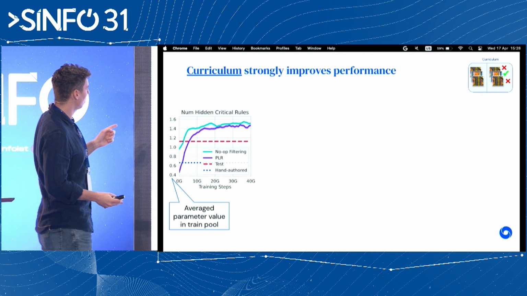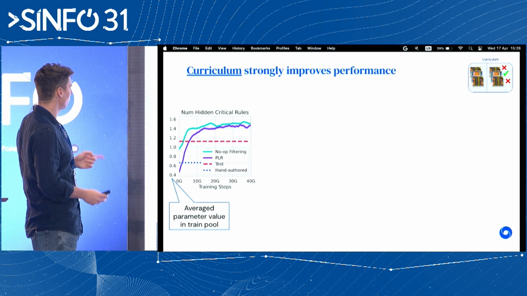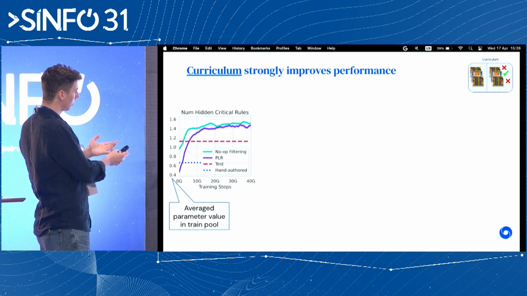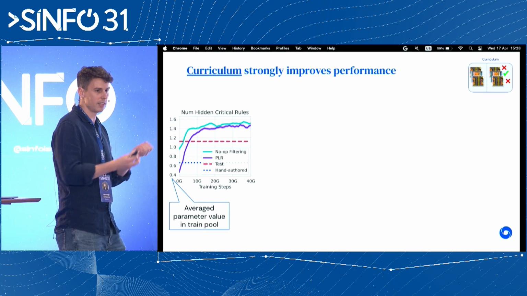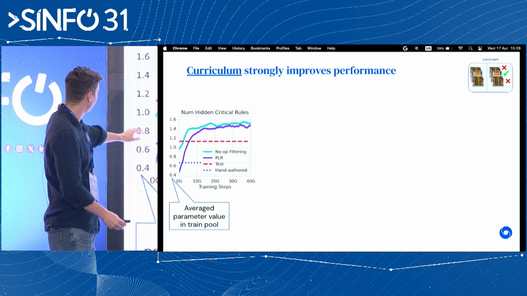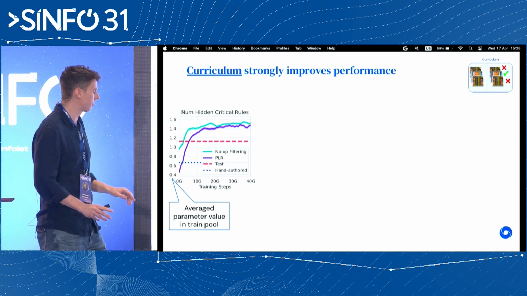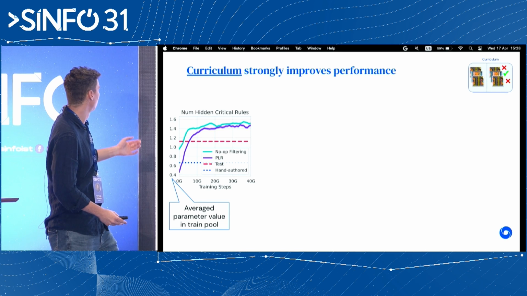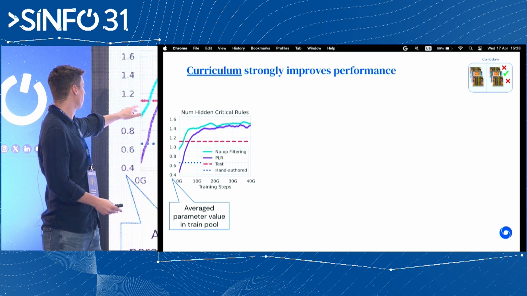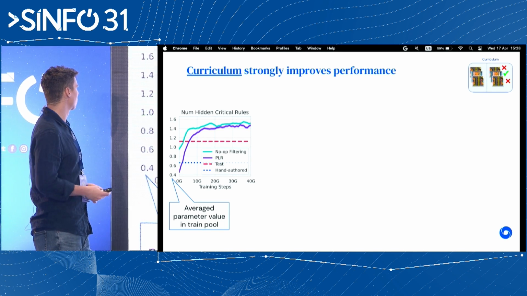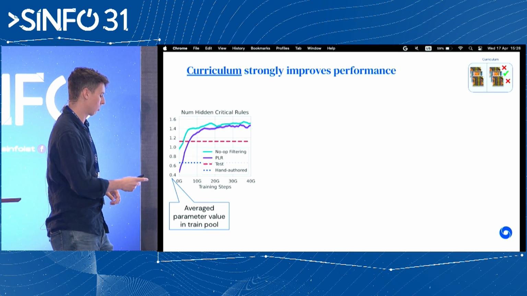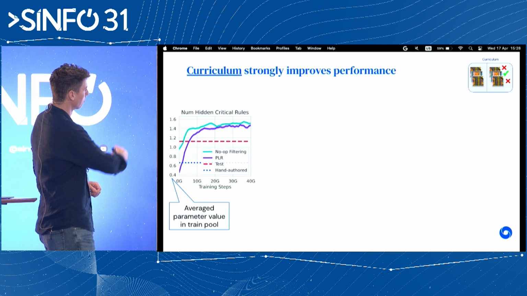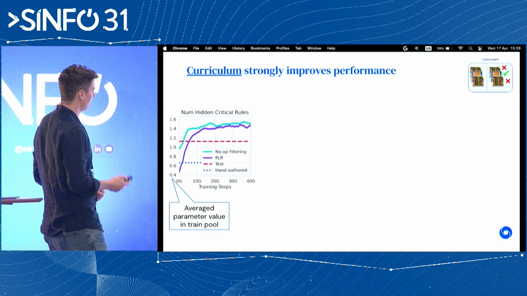Then these two, the blue and the teal line, show no-op filtering and PLR. What this tells us is basically we get a kind of curriculum. We start the agent with something easy, with very few rules, basic stuff. And then we increase the complexity, right? We increase to an average of almost 1.5 rules per task, which is even more than we have in our hand-authored set.